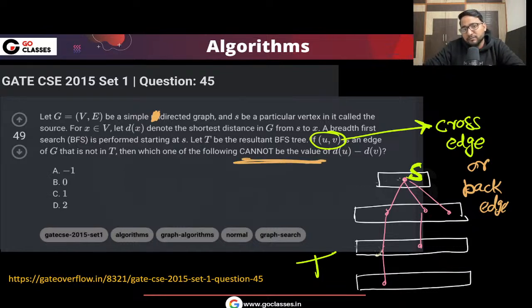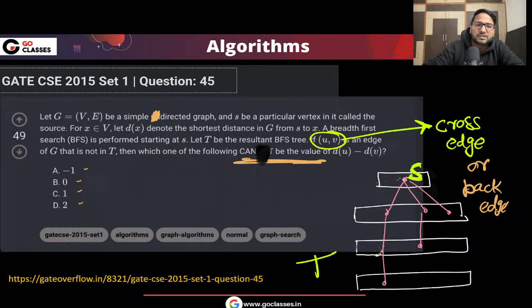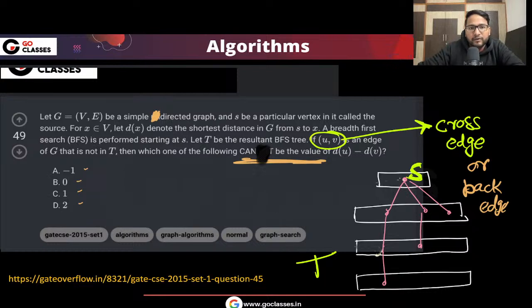So maybe this can be the value, this can be the value, this can be the value, this can be the value. So cannot be, or let's suppose they say can be the value, instead of cannot. Then what is the answer? And let's suppose this is an MSQ, and they say can be the value. Then what is the answer? Then the answer is all. Okay, then the answer is all.